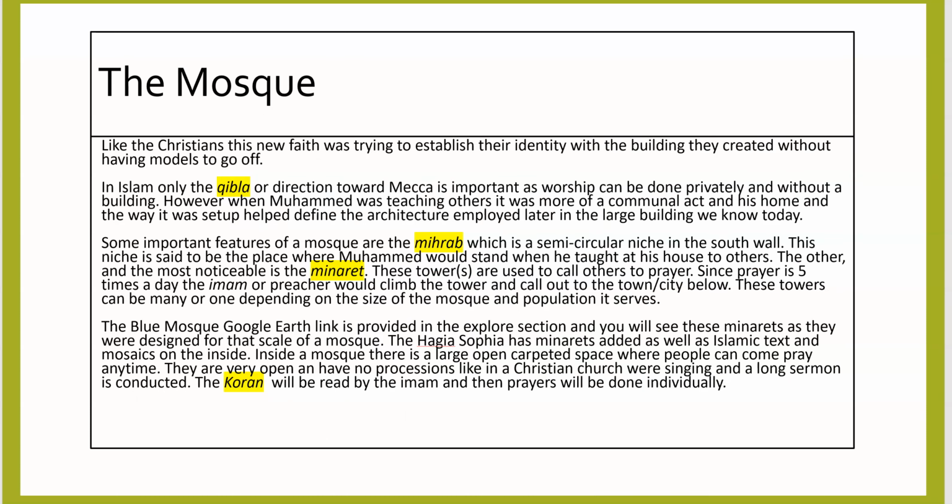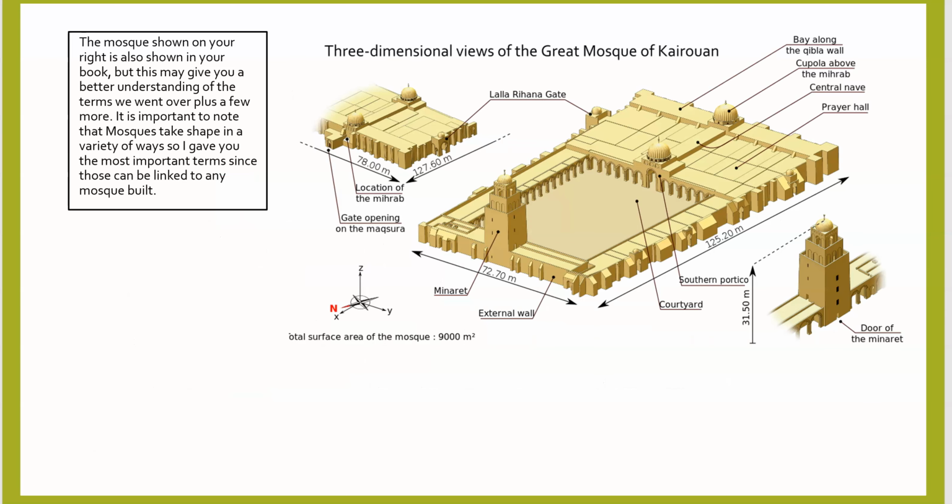Now the mosque itself, it needed to find its format. The terms that are there, you'll need to know. The first three deal with the mosque itself, the last being the Quran, as we know, is the holy text for Islam. And this is actually based off of Muhammad's home.